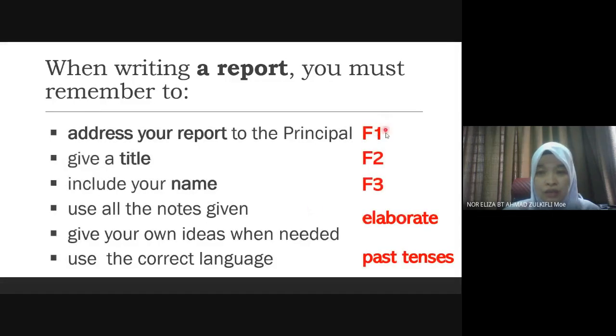Okay. Format number 1, I mentioned earlier, and then you give your own ideas when needed, the HOTS question, and then use all the notes given. You must have 12 content points. You must have all the 12 points used in your report. And it must be included in your report. And what more, in a report, please remember, a big reminder, you must use the past tenses. Okay, you must use the past tenses for your report. Okay, let's go to the next one.